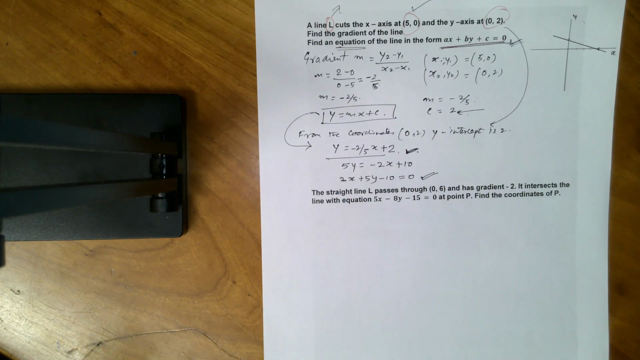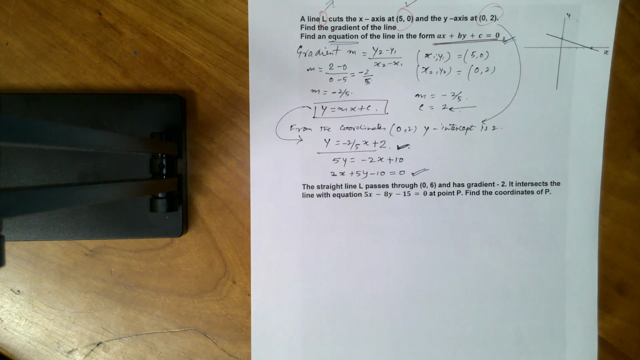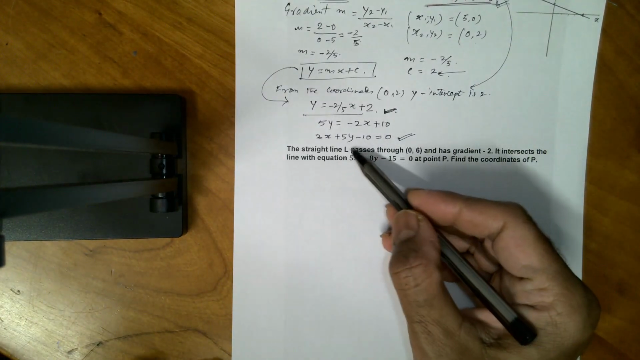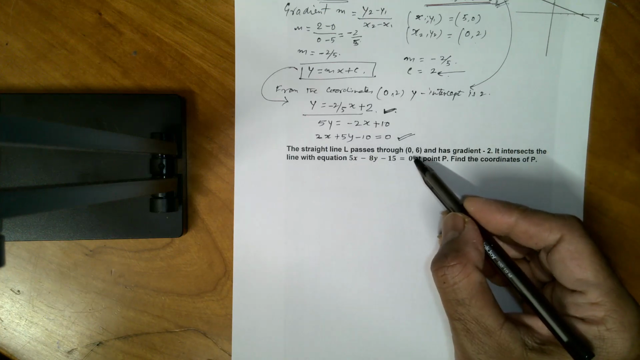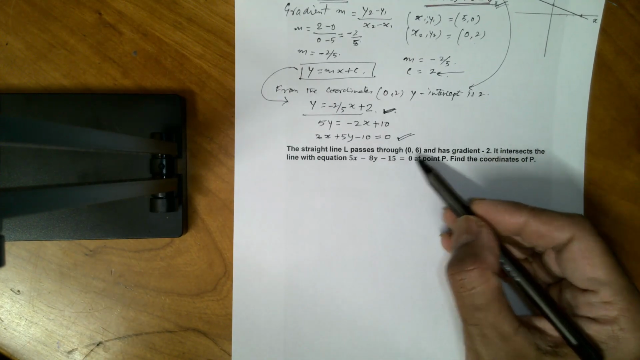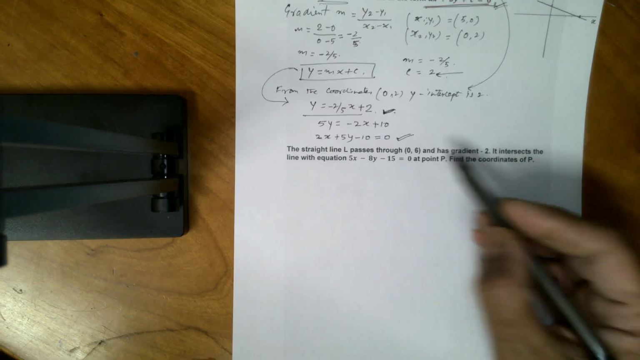All right, so let's do another one. It's a very good question, mostly asked in exams. So let's do that, and then it's almost completed for this time. It says the straight line L, again, same thing. The line equation is not given to you. It passes through these coordinates, 0 and 6, and has a gradient. So the gradient is being given to you. And 0 and 6 means the x is 0 and y is 6, so it's passing through the y-axis.